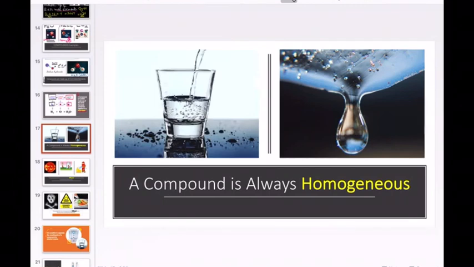We move on to the third property. What is the third property?